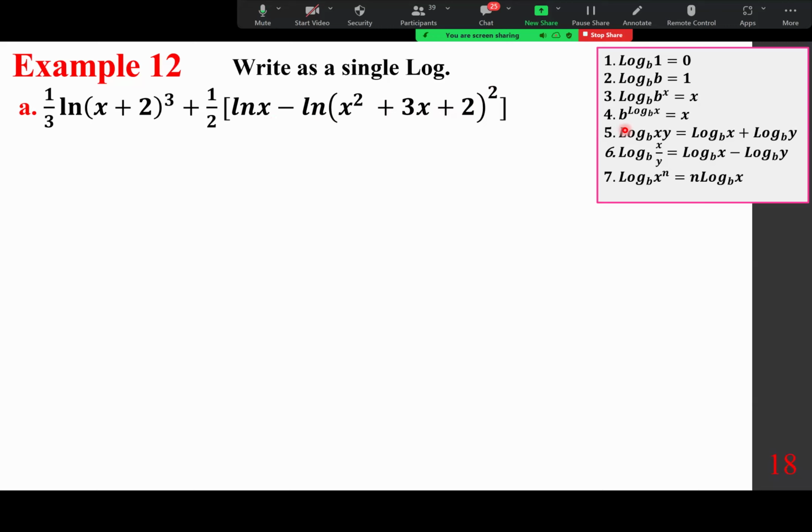And these are the properties, the general properties that we have seen. Honestly, this can be done in one shot, but let's take a couple of steps. First and foremost, look at number 7. We can go from left to right or from right to left. I'm going from right to left. So 1/3 times 3. So 1/3 becomes the exponent. So this to the power of 1/3 becomes x plus 2.